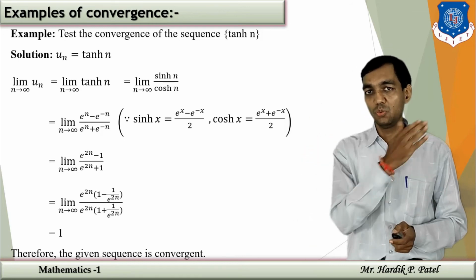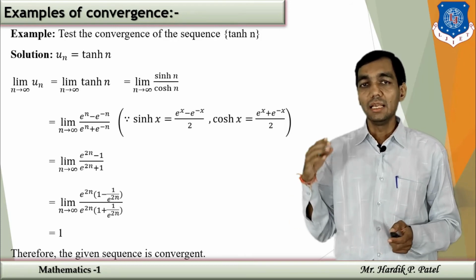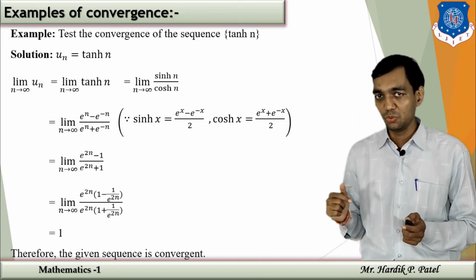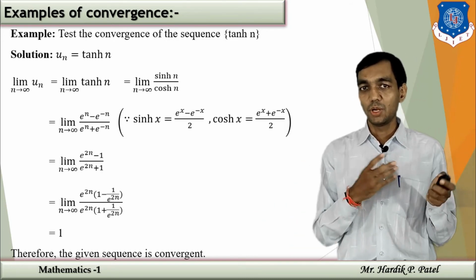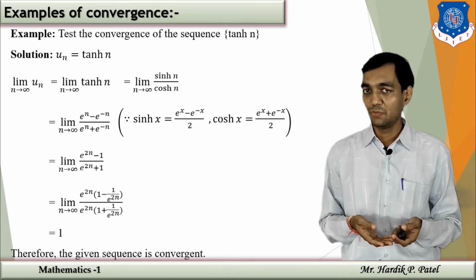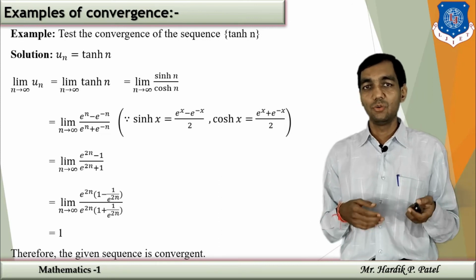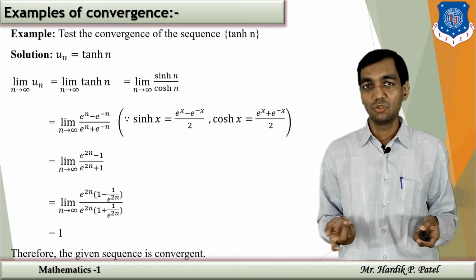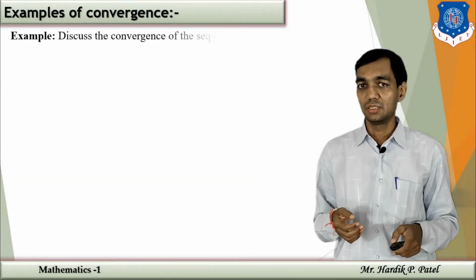Taking e raised to 2n common out from numerator and denominator, that will give you 1 minus 1 upon e raised to 2n divided by 1 plus 1 upon e raised to 2n. If you apply the limit n tends to infinity, then e raised to infinity will be infinite and 1 upon infinity will be 0. So that will give you 1 minus 0 upon 1 plus 0. So the limit will be 1 and therefore this sequence is convergent.